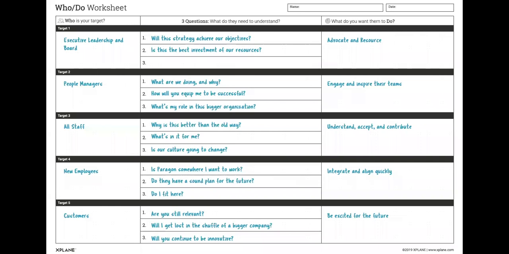And then lastly, Paragon is a very public and very transparent company, so their customers are a key part of their stakeholder group. They're contributing to ideas, they're contributing to feedback loops, they're contributing to product development. So we want our customers to be excited for the future. So we need to answer a couple of key questions for them. Are you still relevant? Will I get lost in the shuffle if this is a bigger company? And will Paragon continue to be innovative?